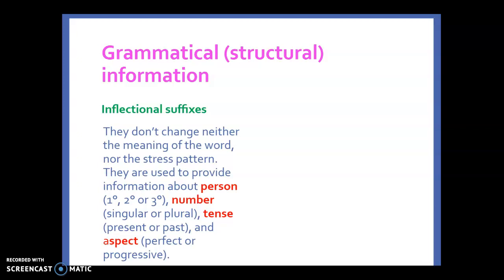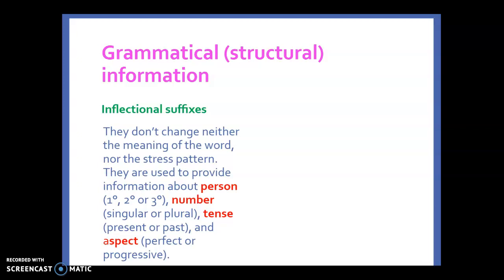So they can provide information as regards person, if it is first person, second person, or third person, number, if it is singular or plural, tense, if it is past or present, and aspect, if it is perfect or progressive. For example, if I say she runs, that z at the end of the verb run would indicate that I'm speaking about the third person singular.